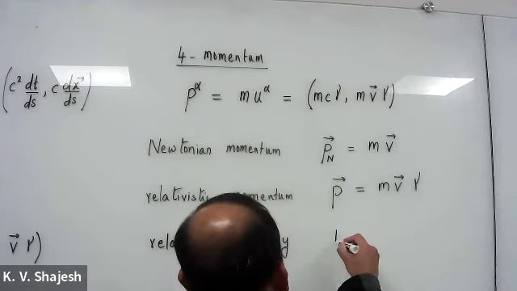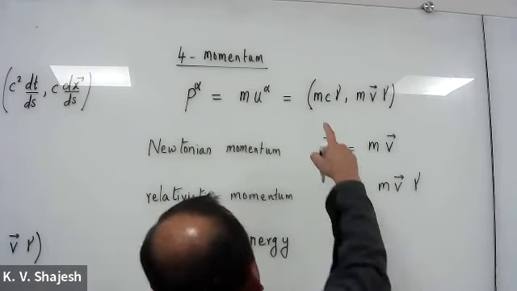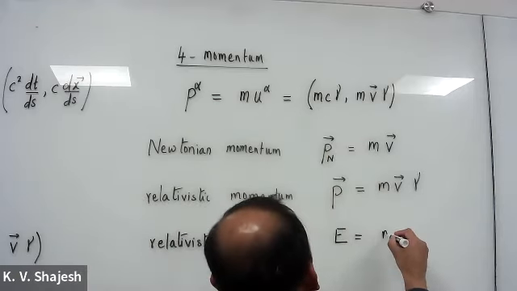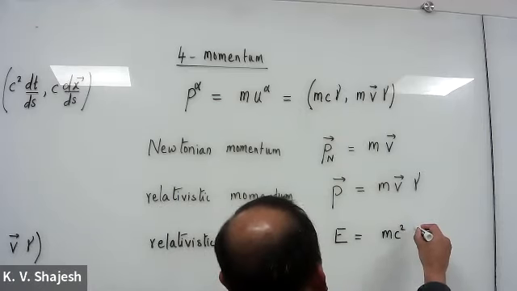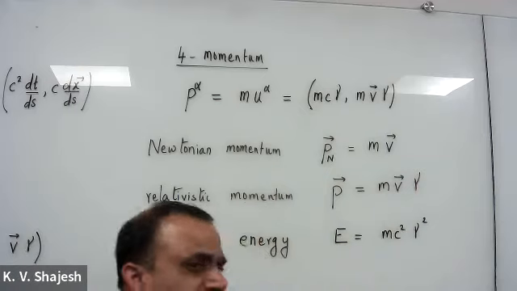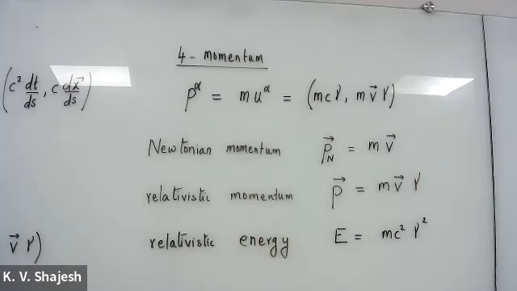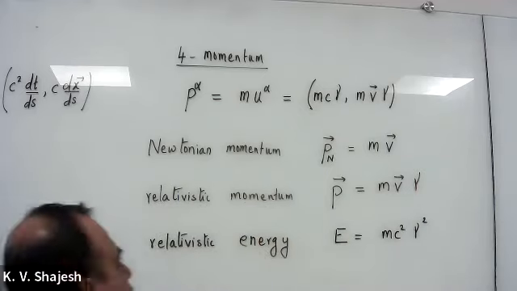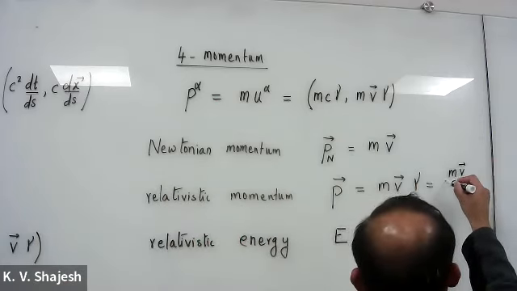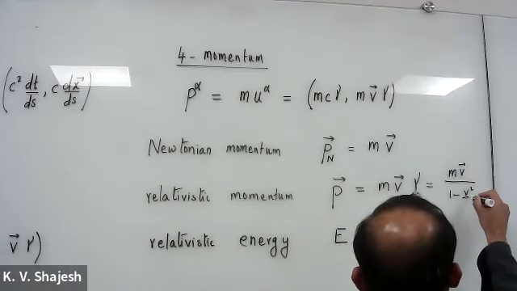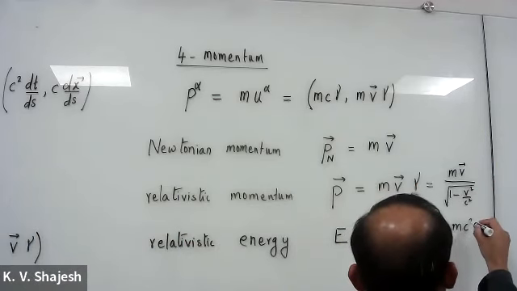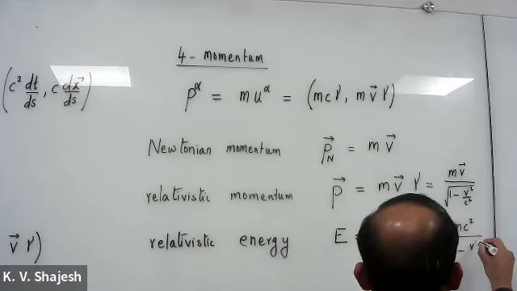So this is E. And that's not really C because that doesn't have the right units, right? So you would say it is mc squared times gamma. Mass times velocity squared. So that's your energy. If you want to explicitly write this, this would be mv over the square root of 1 minus v squared over c squared, and this, mc squared over the square root of 1 minus v squared over c squared.